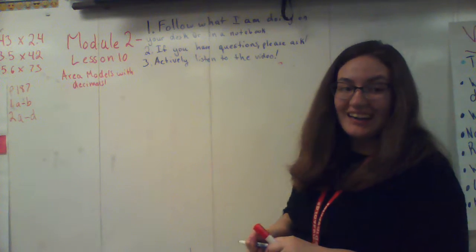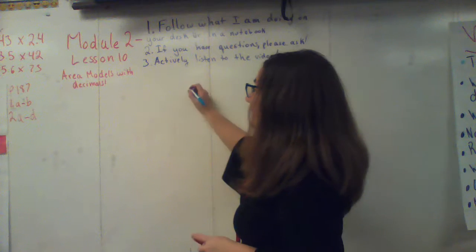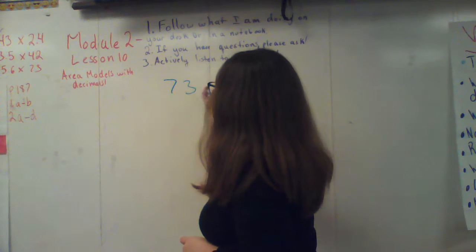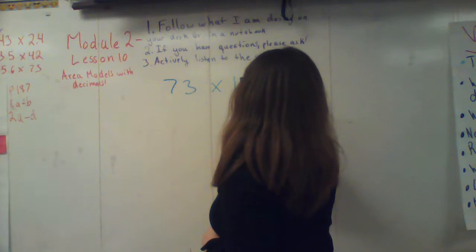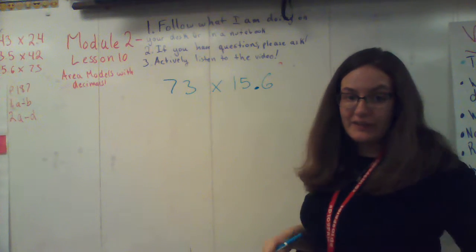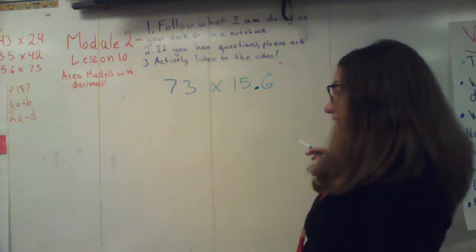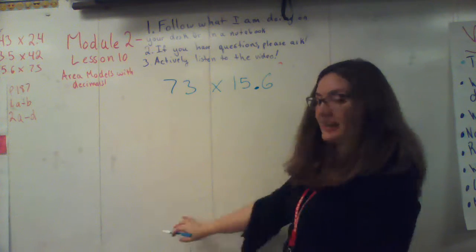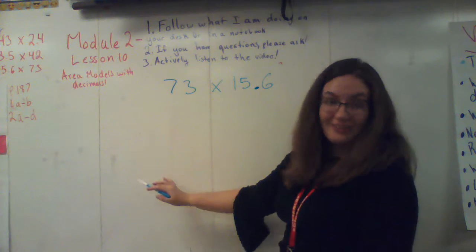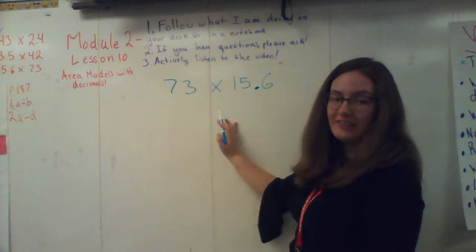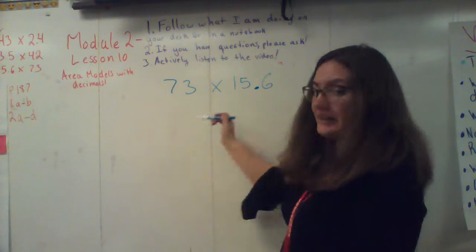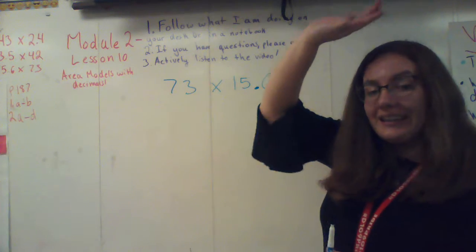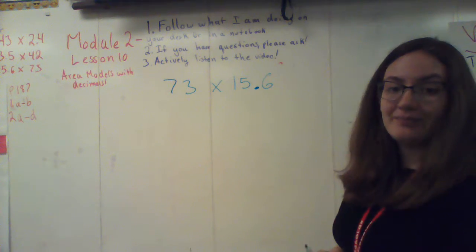All right, so our next problem is going to be 73 times 15.6. That's nice and big, 15.6. So on your desk right now, I want you to show me the standard algorithm, or show me the area model for 73 times 15.6. Pause the video, please, and do that right now. If you have any questions, please raise your hand and ask.